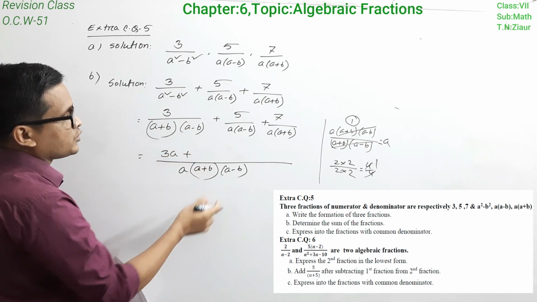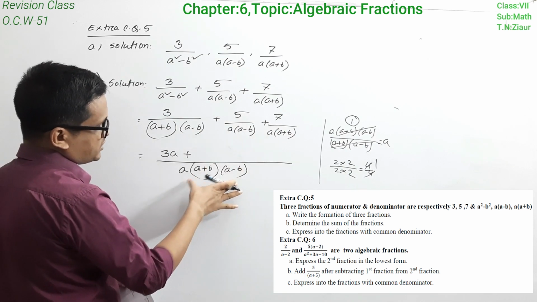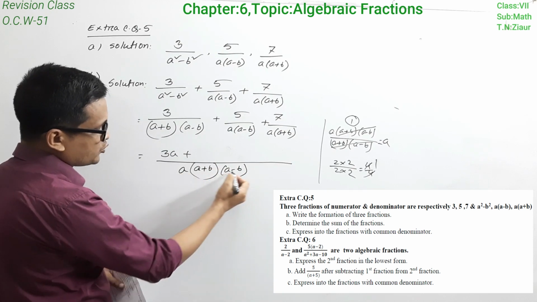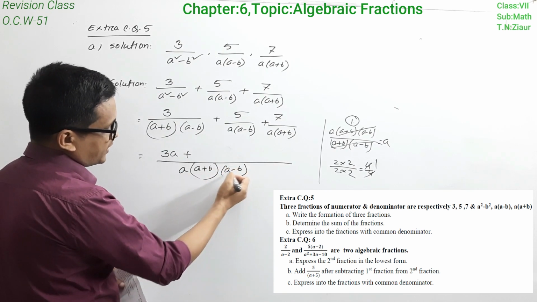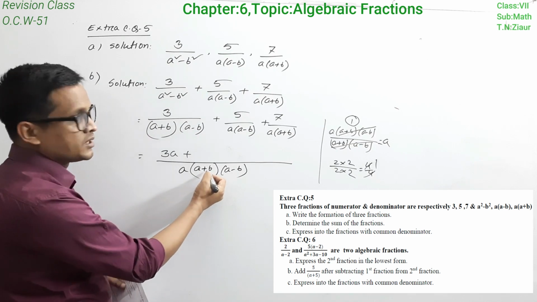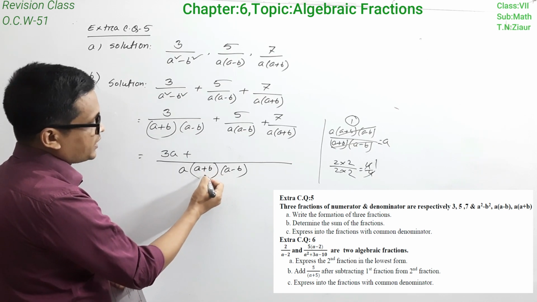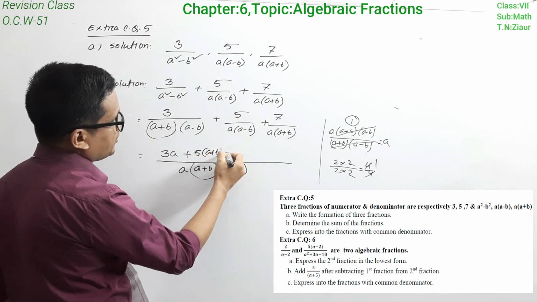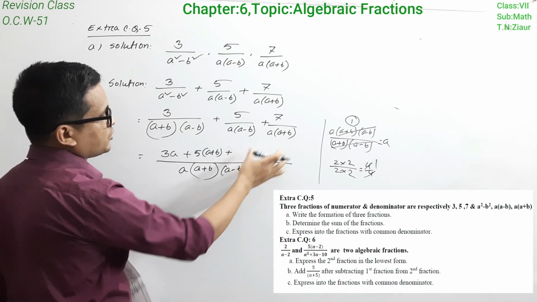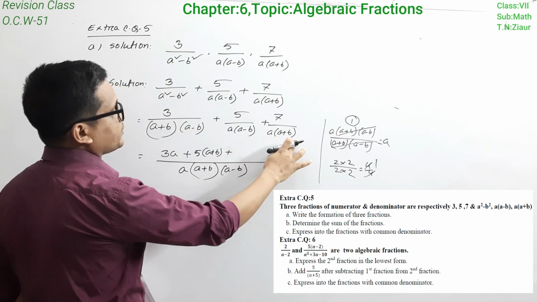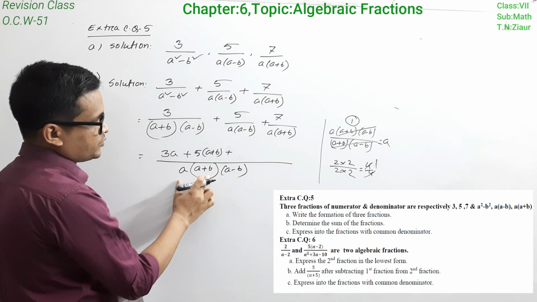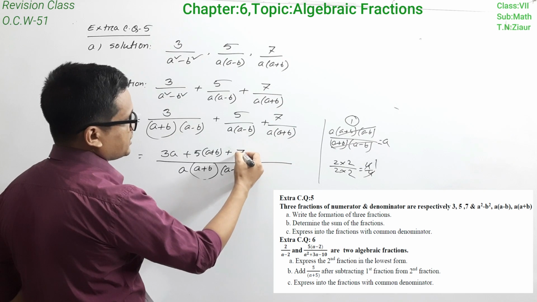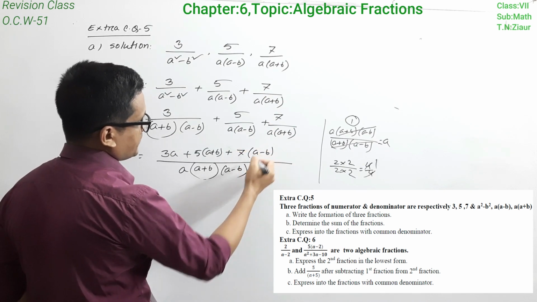Okay, the same way we have to divide this by this one. So this denominator is a into a minus b. If we divide the LCM by a into a minus b, then we will get the result a plus b. So students, this a plus b you have to multiply by 5, so it will be 5 into a plus b. The same way, we divide by a into a plus b. If we divide, we will get a minus b. So you have to multiply the numerator by 7, 7 into a minus b.